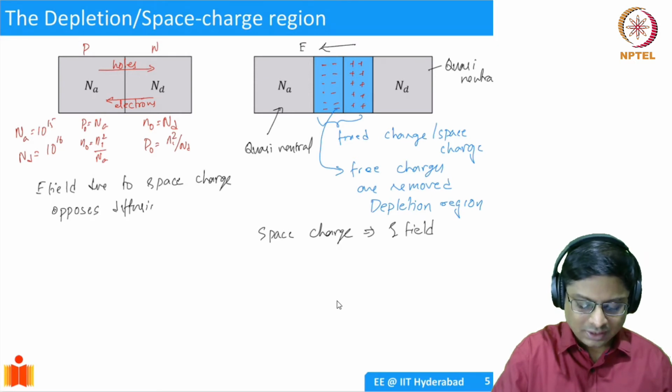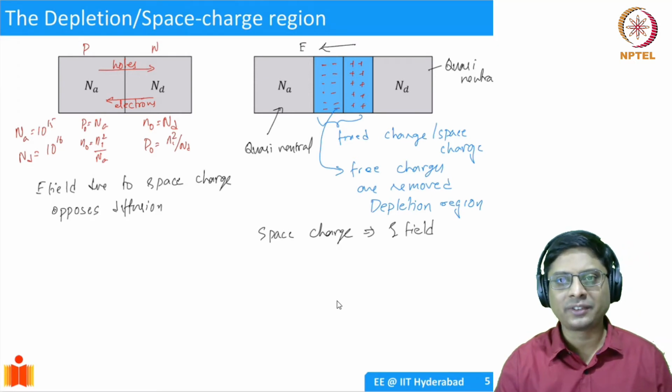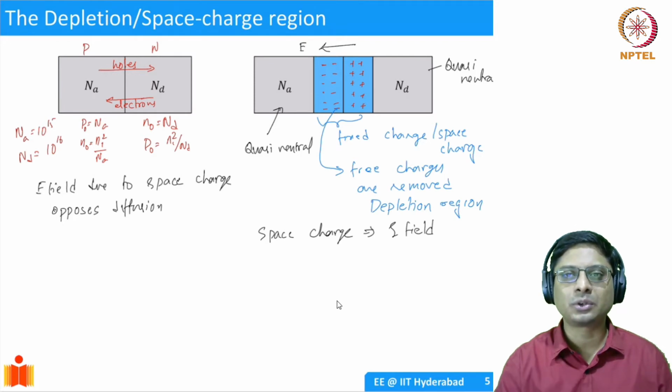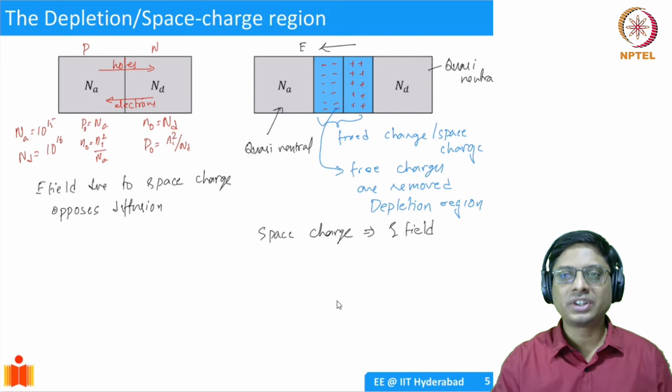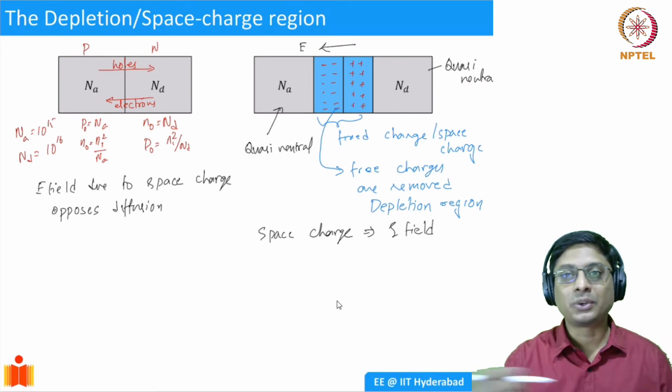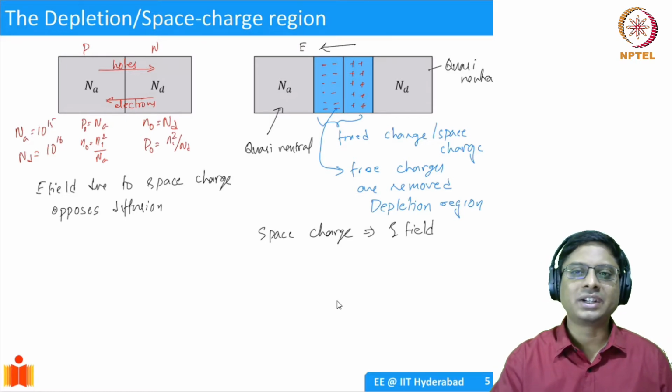Okay, why? Because diffusion is driven by the concentration gradient. So there is an excess of holes on the p side, so they will try to get to the n side. But once this depletion region is formed, the electric field opposes further flow of holes. Similarly, it also opposes the flow of electrons from the n side to the p side.